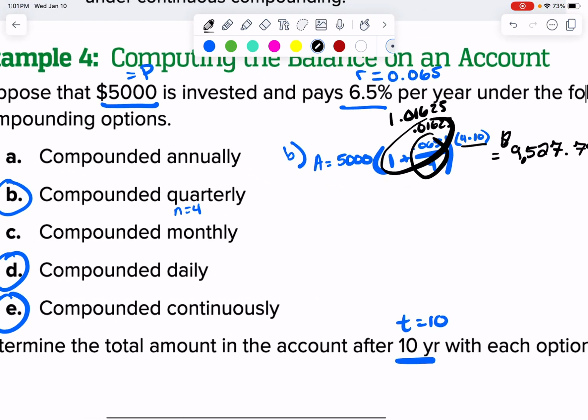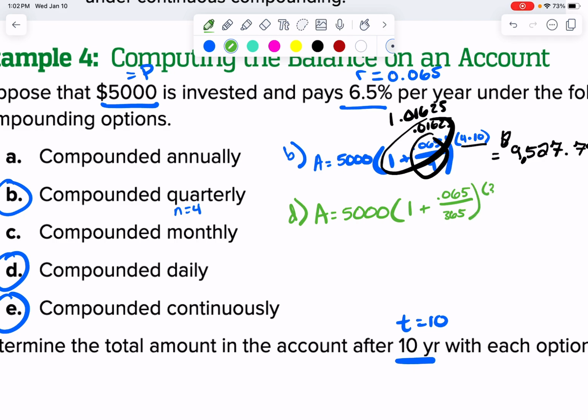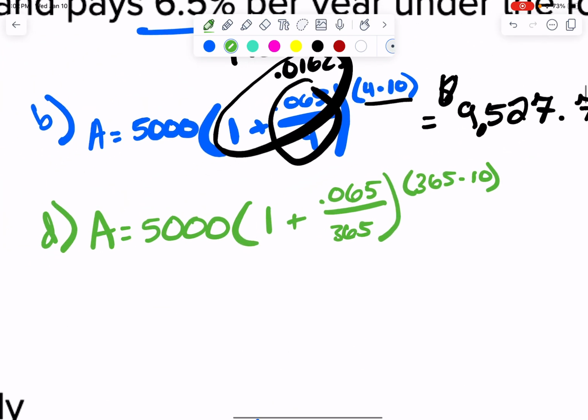If we compound daily, I'll go to a different color. This is part D, daily. The only thing that's going to change is that 1 plus 0.065, we're dividing by 365 for daily, and then we take 365 times 10 up here. So that number, your N value, will just change.